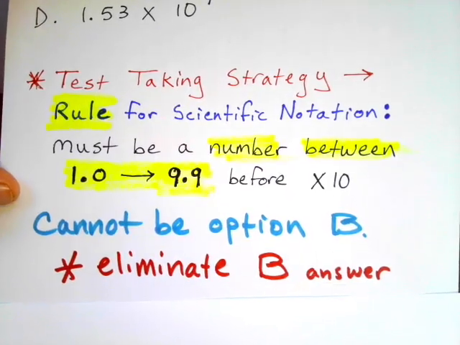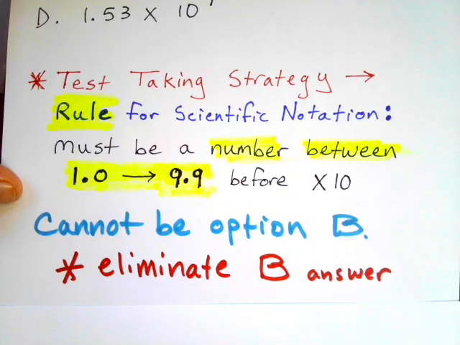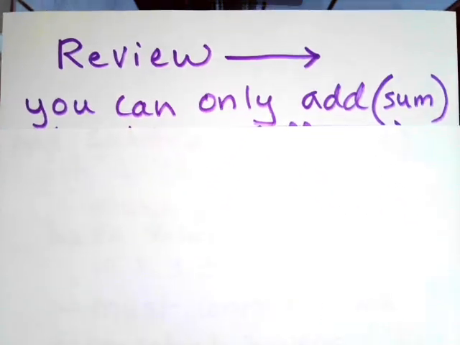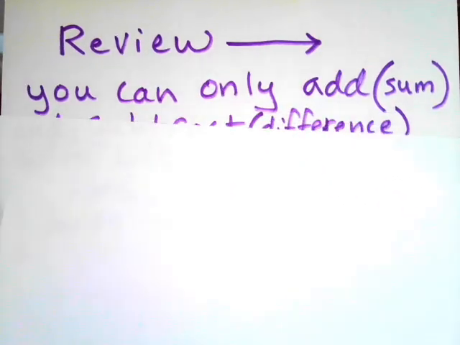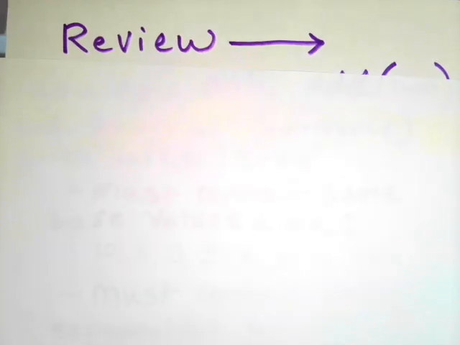Eliminate option B. I'd like to continue on, and in this next paper that I have prepared, I want to go over some review. I'd like to review with you some key knowledge that you have to have.